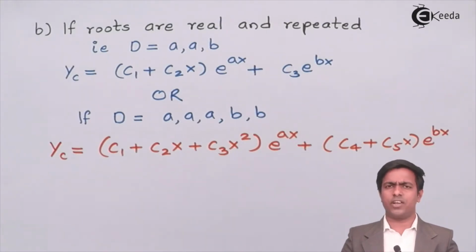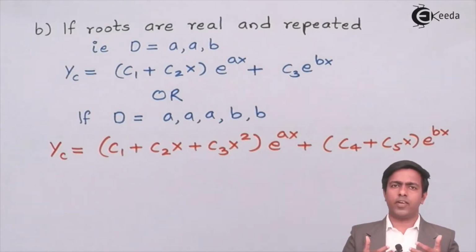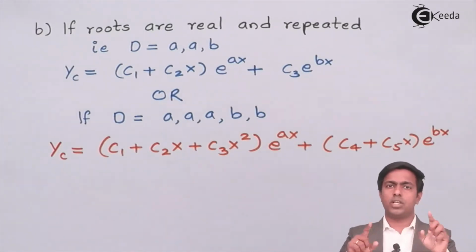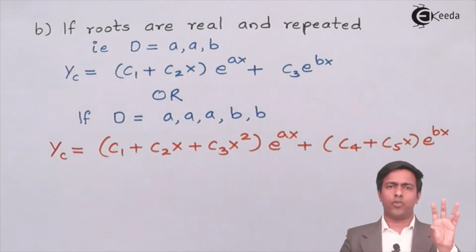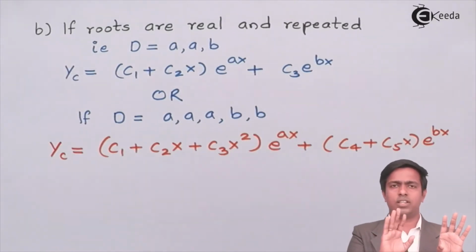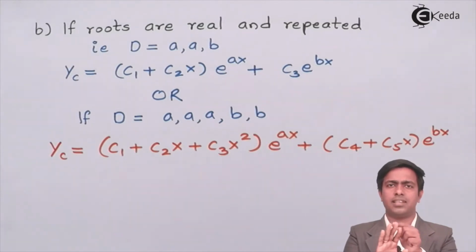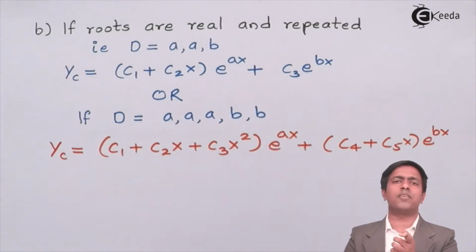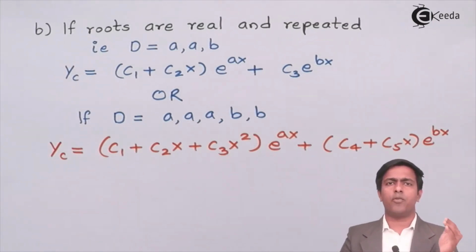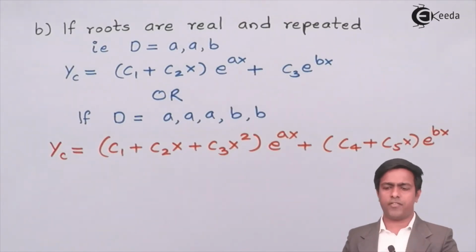So what exactly are we doing? It means that whenever we have any repeated root, let's say if it is repeating three times, in the bracket there will be three constants, C1, C2 and C3. The first constant we keep as it is, the second constant we multiply with x, and the third constant we multiply with x square. So the power of x will increase. That example I have taken here.